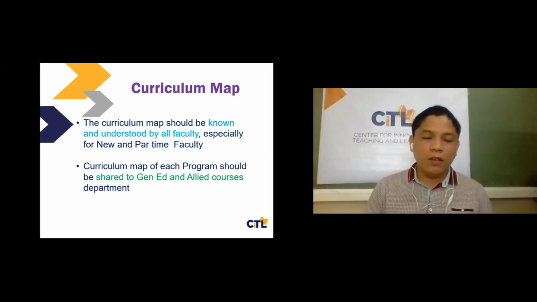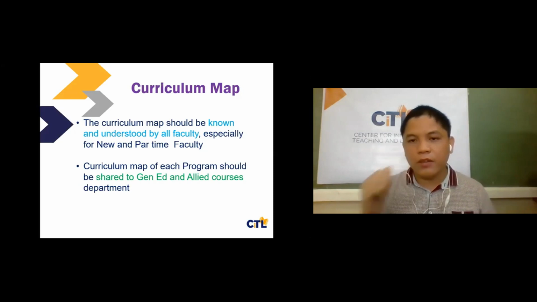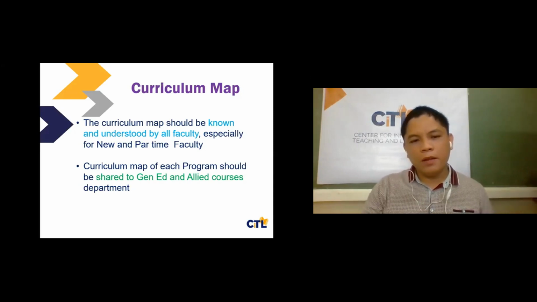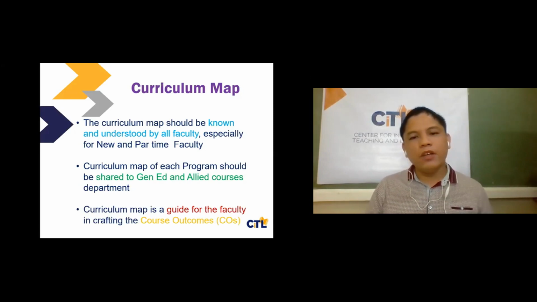So meaning the department should be able to share this with the Gen Ed and Allied Courses so that they will know how we align in our curriculum and how their course is supporting this program. So they can also design their syllabus in line to support the program outcomes. And this curriculum map is important because it will guide the faculty in crafting the course outcomes.